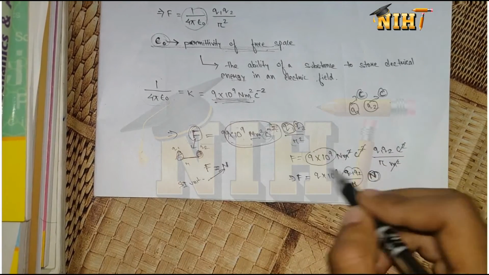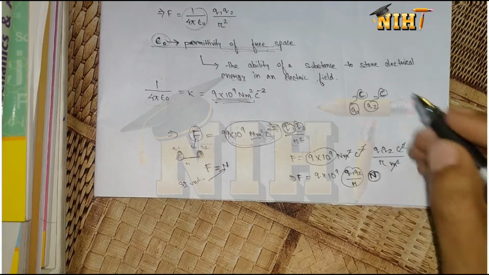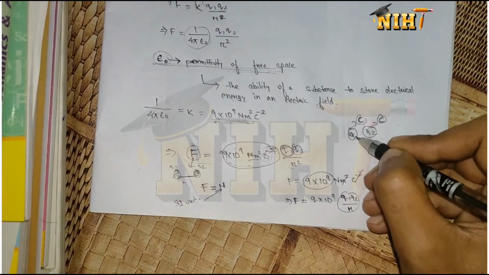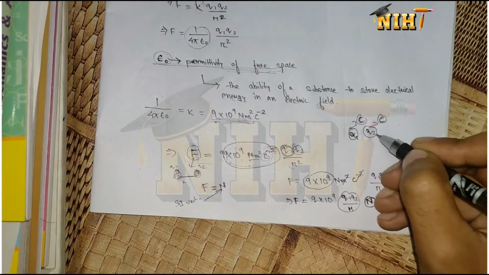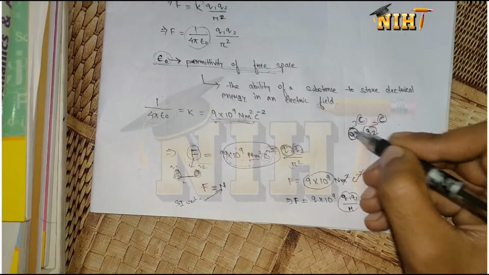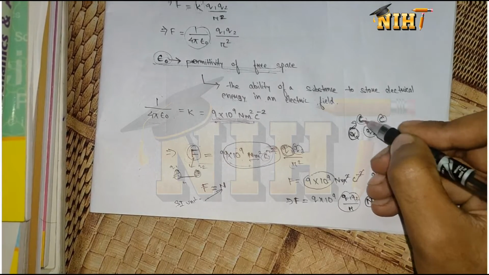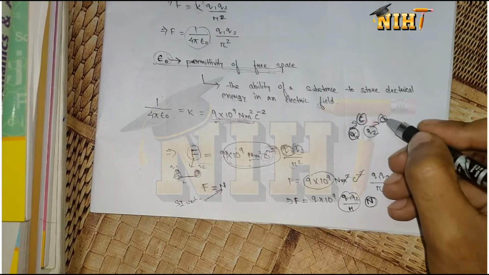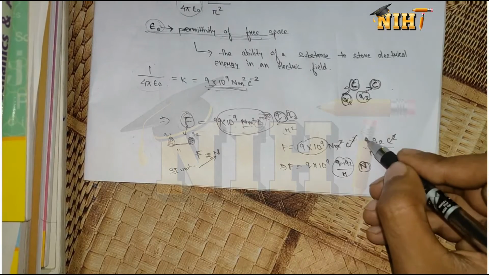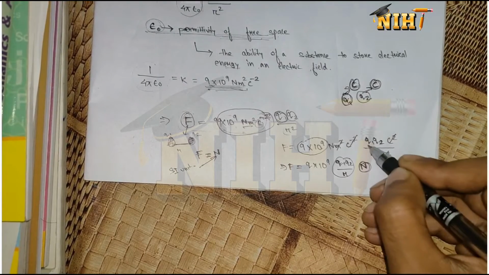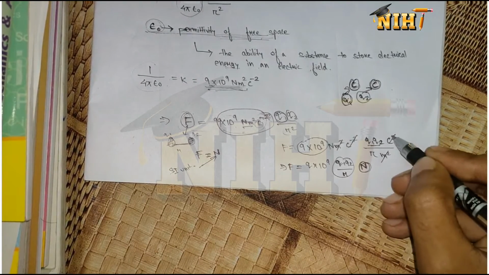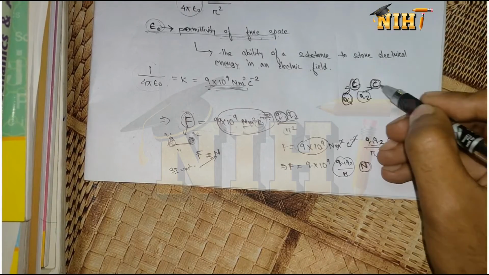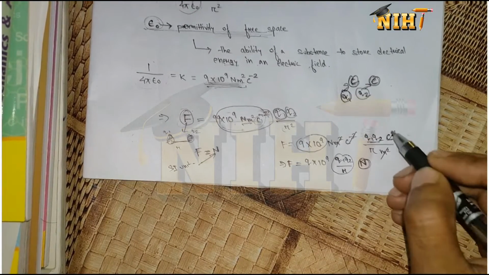This is the value of 1 by 4 pi epsilon naught. And we have the charge q1 and q2 is also a charge, and the SI unit of charge is the Coulomb, which is C. If you take the magnitude of q1 q2, only the magnitudes, it will give C squared, since C into C becomes C squared, right?